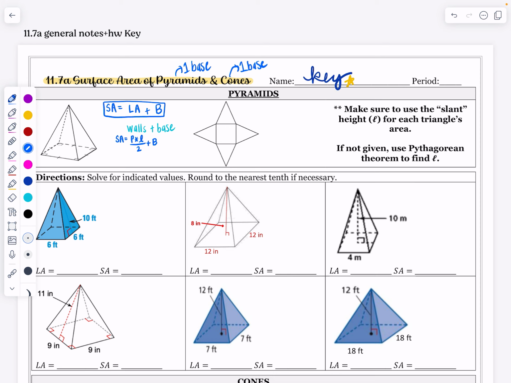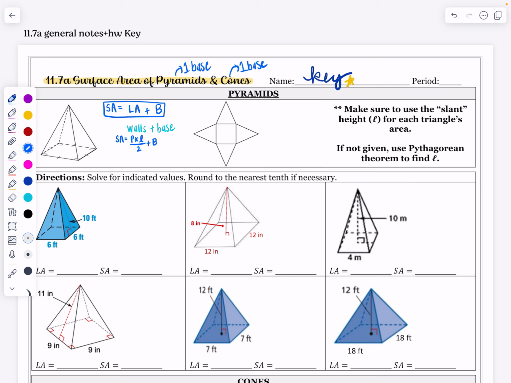So first, let's look at pyramids. Go ahead and write down your formula for the surface area of a pyramid. It's going to be LA plus B, which is the walls plus the base. Okay. What is different about this shape? Well, for a pyramid, we know that instead of having rectangular walls, I'm going to have triangular walls.